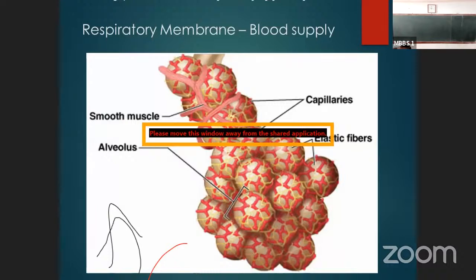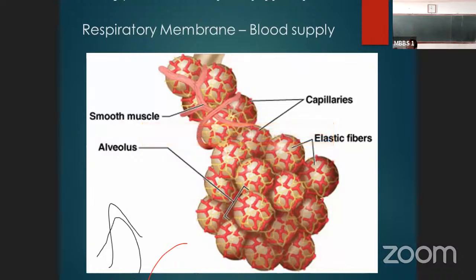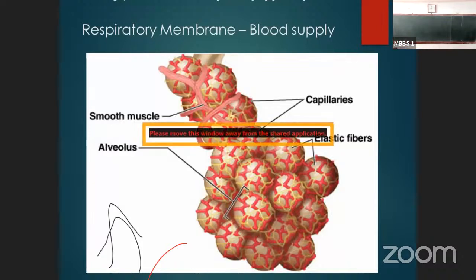And out of that, we are going to discuss only the pulmonary circulation. We will discuss it in the next lecture. Before that, we should know about the respiratory membrane. Because at the structure level, smooth muscles are present, capillaries are present, elastic fibers are there, and the alveolus. These alveoli have such a large surface area, and 80% of the alveolar surface area is covered by these arteries and veins.